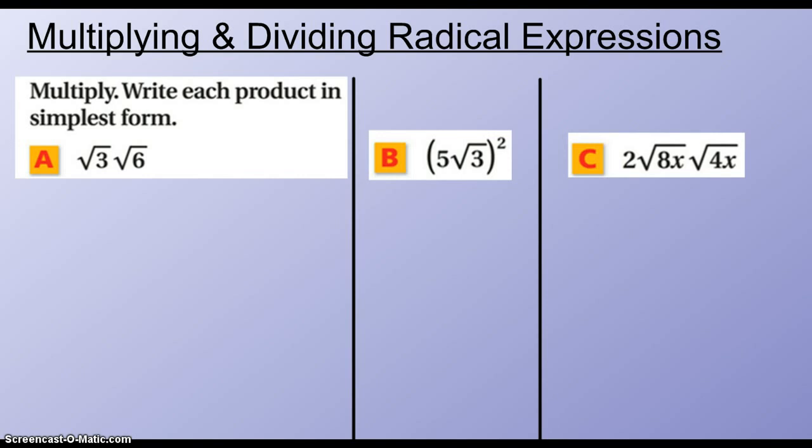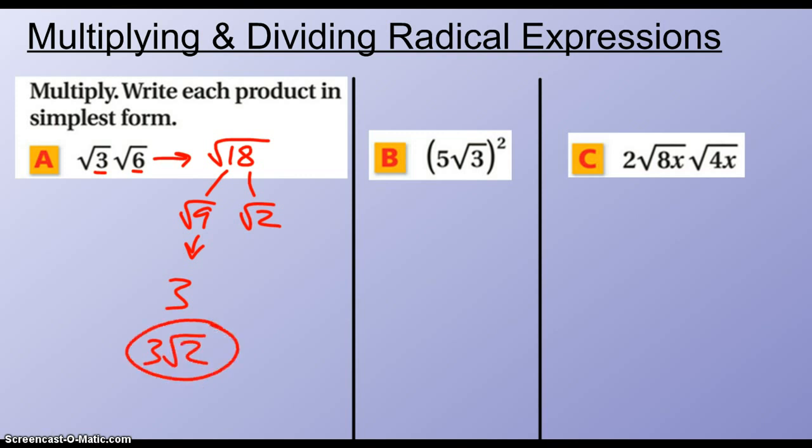So if I look at these examples here, like A, I have a couple different options. I have the square root of 3 times the square root of 6. I could, if I wanted to, just take 3 times 6 and get the square root of 18 and then start breaking this down. So square root of 9, square root of 2, and I know the square root of 9 is 3, and so I have 3 times the square root of 2. Alright, so that is one possible way to do that.